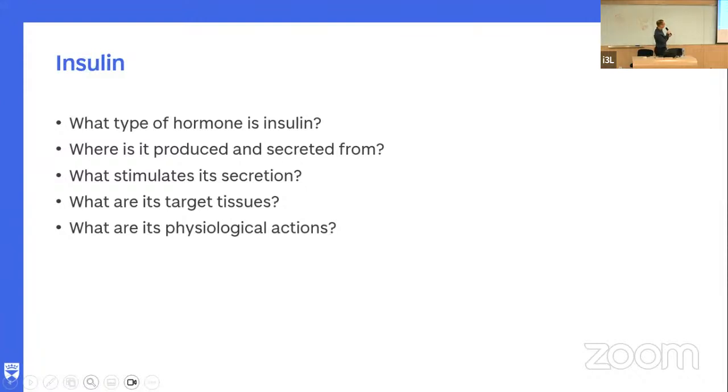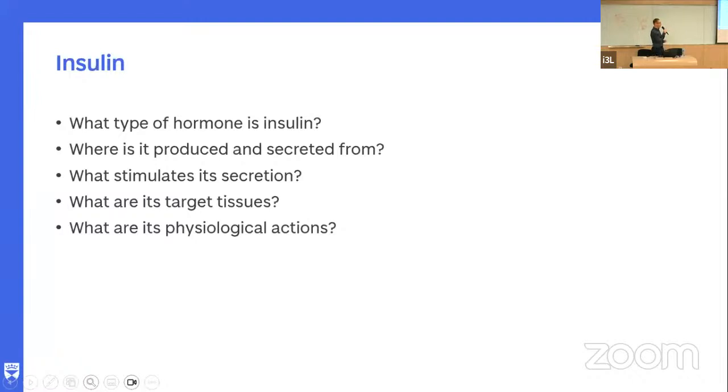So the next question, where is it produced and secreted from? Yes, it's from the pancreas. Specifically, the islets of Langerhans, we have these clusters of endocrine cells within the pancreas, correct? But there's a specific cell type within those islets, within those clusters of cells in the pancreas. And I'm telling you, it's the beta cells. Excellent. Okay, so it's a peptide hormone secreted from beta cells within the pancreas.